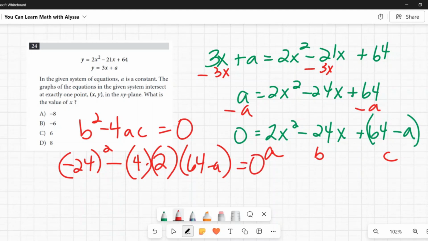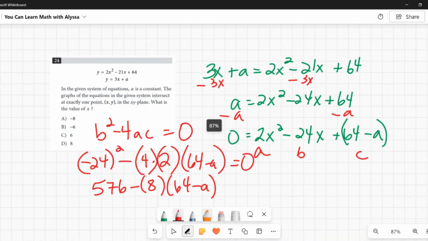Okay, now it's time to get out our calculators, because I know a lot of things, but I don't know 24 times 24 off the top of my head. That is 576. And 4 times 2 is 8. And then 8 times 64 minus a. I need to distribute that. And again, let me get rid of those so it's not so confusing. This is all going to be equal to 0. So 8 times 64 is 512.